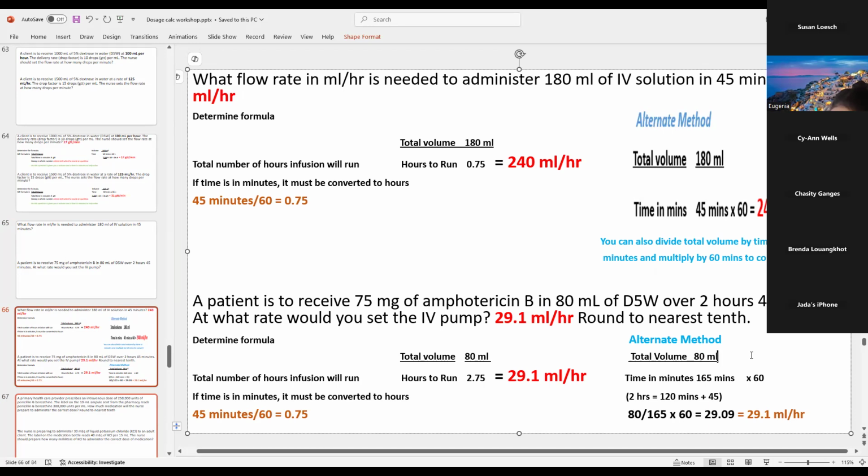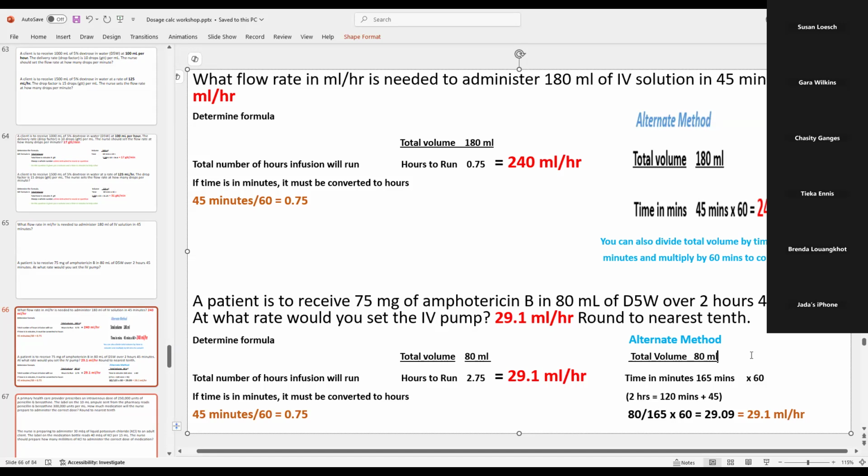So how'd we do with that? Any problems there with those? I got the second one wrong. Me too. Okay, let me make sure I got the second one right. So did you use the 80? Or did you use the 75? I used a 75. I used 80.